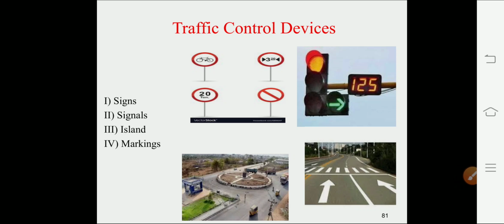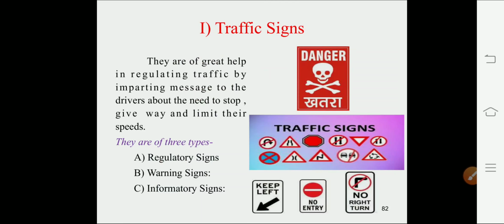Generally, the following four traffic controlling devices are provided on the road: road signs or traffic signs, signals, traffic islands, and road markings. We will study all of these in detail. Firstly, we will come to road signs or traffic signs.